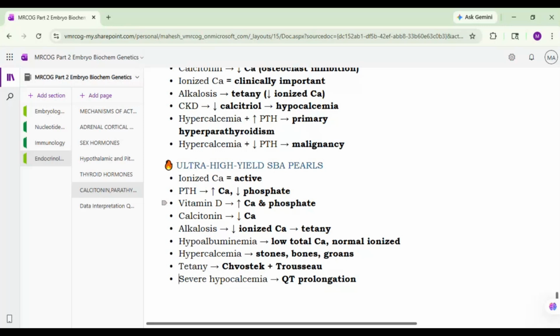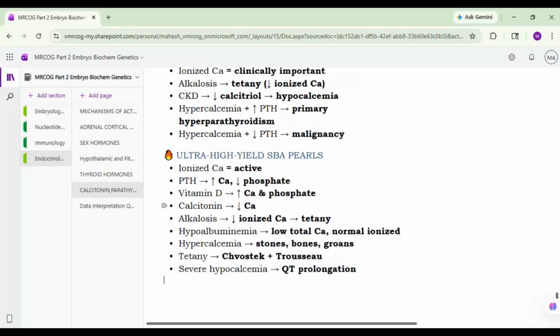Hypercalcemia will lead to stones, bones, and groans. Tetany has two signs, Chvostek sign and Trousseau sign, and severe hypocalcemia will lead to QT prolongation. So that finishes this particular topic on calcitonin, parathyroid hormone, and calcium metabolism.